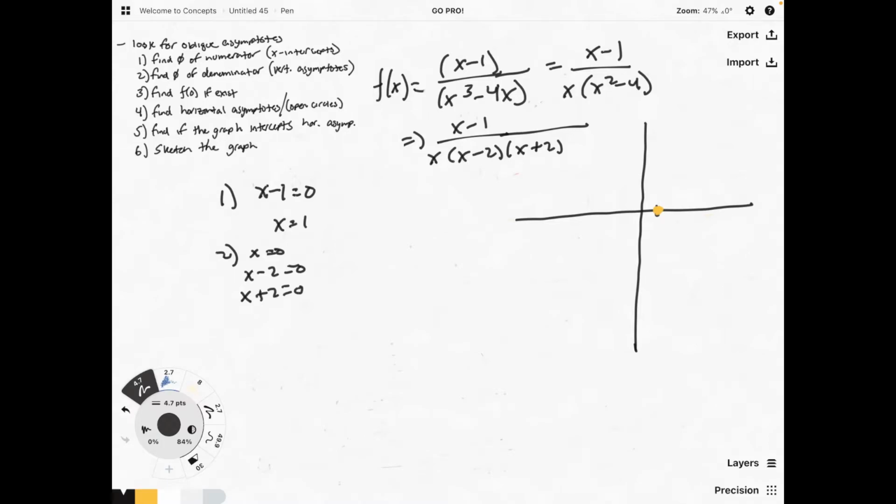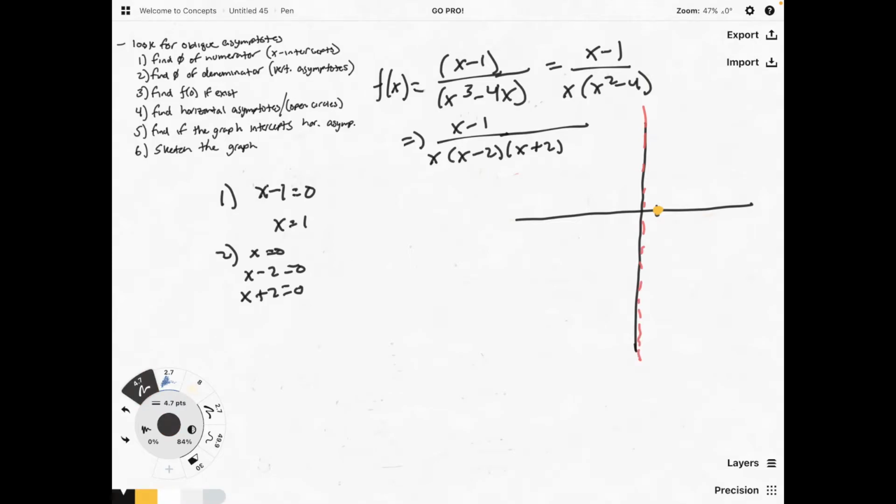Now we don't have to worry about any holes here, because there are no common factors in the numerator and denominator. So that's one less thing we have to worry about. But we see at x equals 0, that is where one asymptote lies. So we'll draw in that line there.